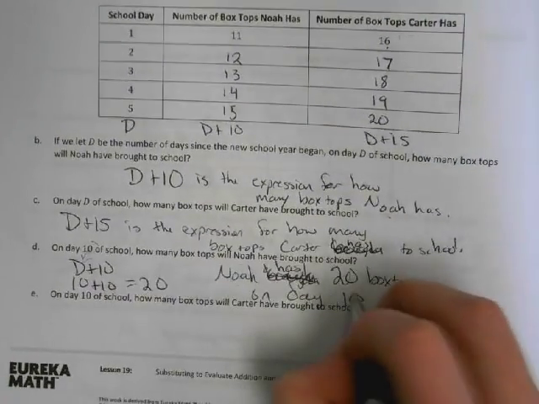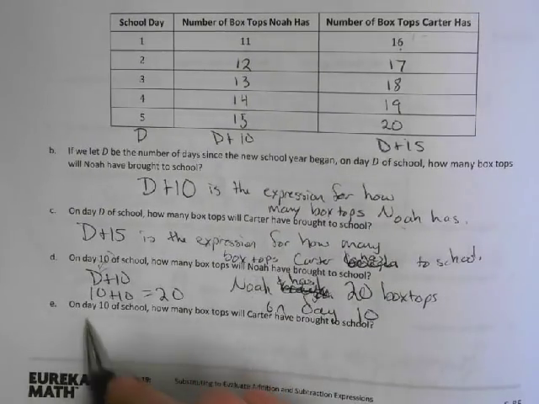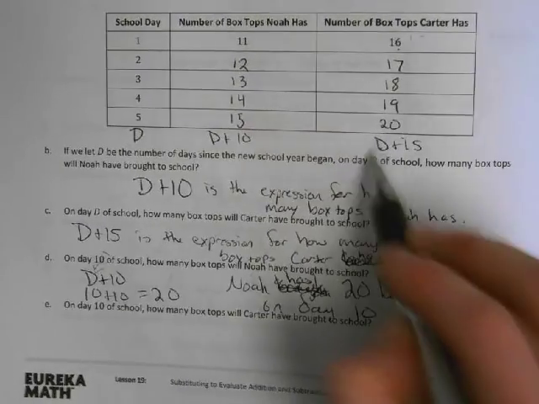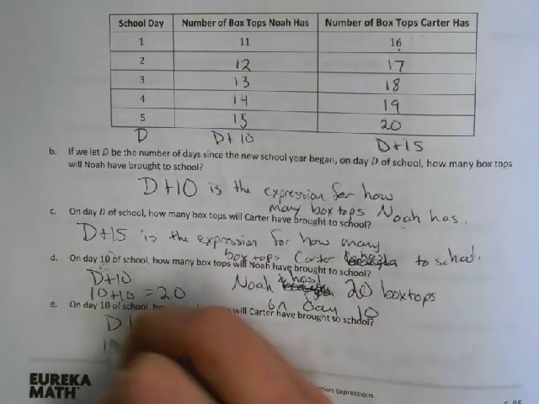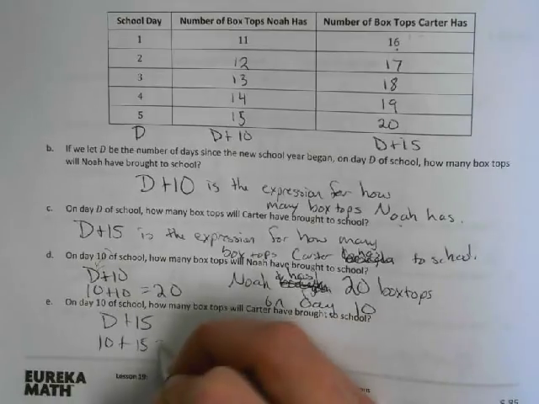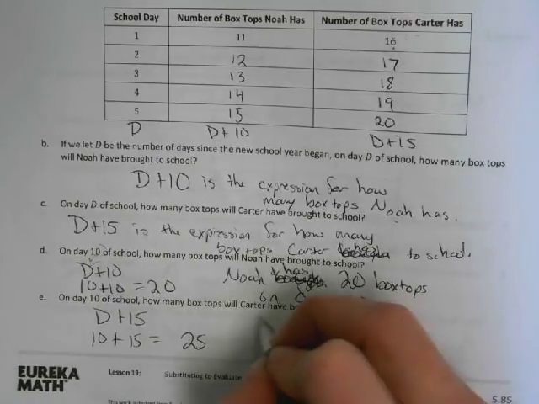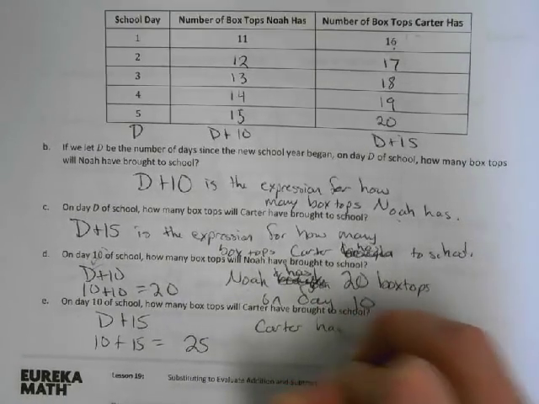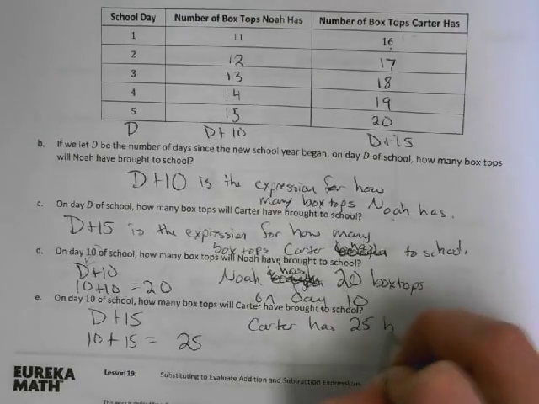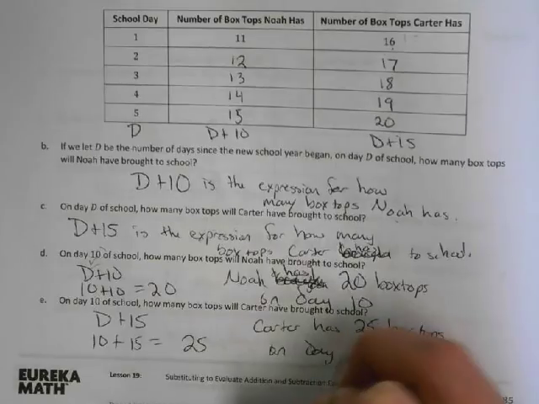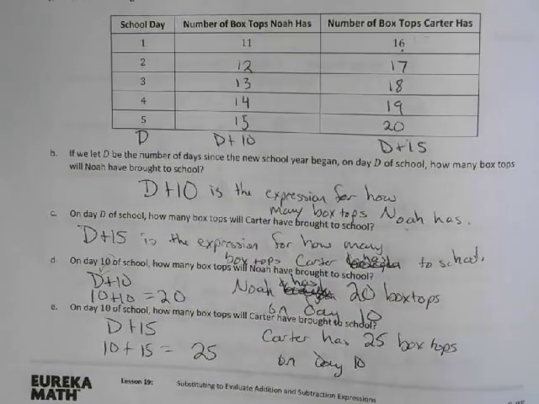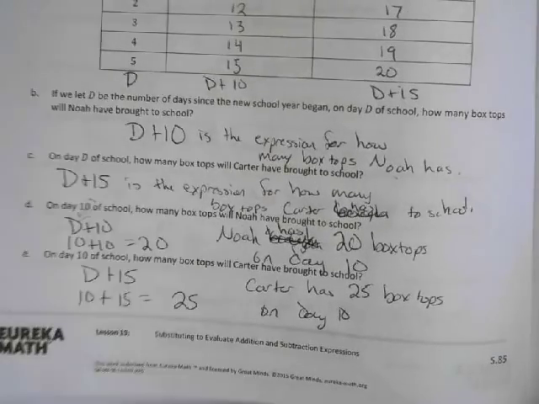And then it says on day 10, what about Carter? Well, Carter's expression is D plus 15. And we're on day 10, so we add 15 to 10. And Carter has 25 box tops on day 10. And so that's how you would end up solving it.